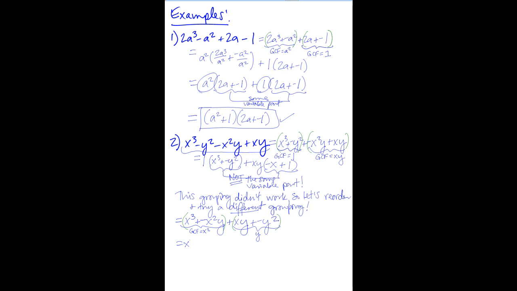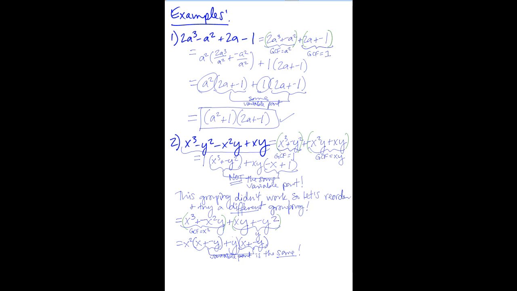If I pull an x squared out of this first group of two terms, x cubed divided by x squared is just x. Negative x squared y divided by x squared is going to be a negative y. Okay, now in the second grouping, if I pull a y out front, I have to divide each piece by y. So xy divided by y is just x. And negative y squared divided by y is just negative y. So again, I want to check, is the variable part the same? Yes, the variable part here is the same. So that's exactly what I need in order to do factoring by grouping.